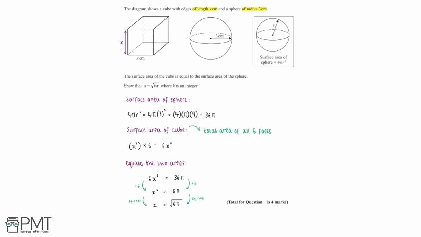We needed to show that x is equal to the square root of k pi, where k is an integer. We said that x is equal to the square root of 6 pi, and so we've found that our integer k is equal to 6.